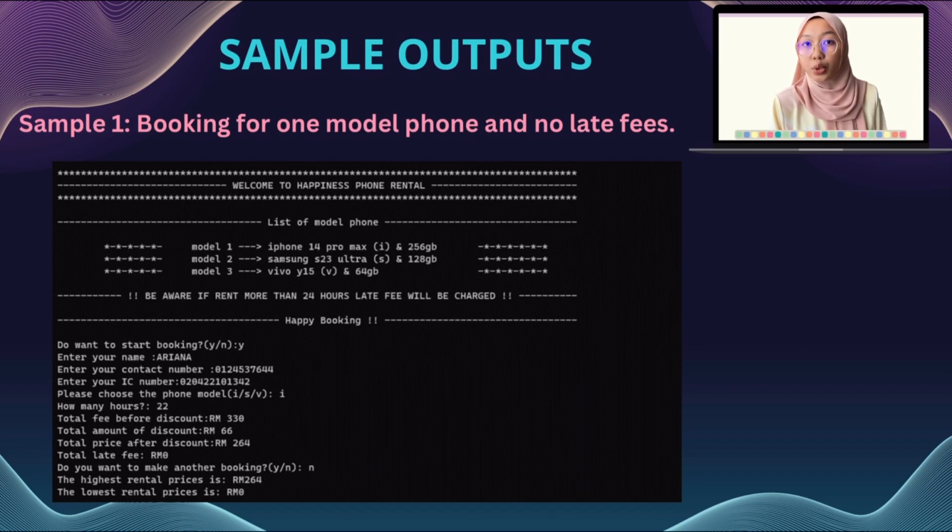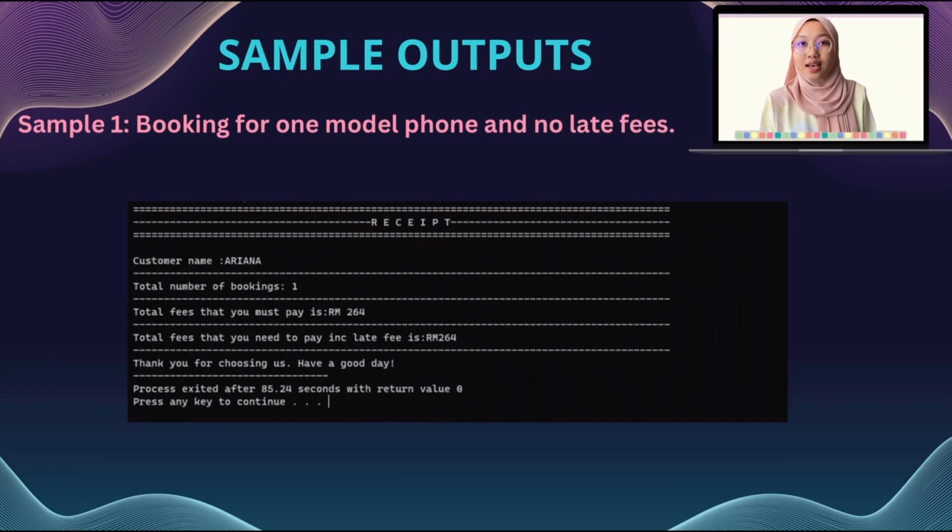After that, it will show the highest rental price is RM264 and the lowest rental price is 0. After completing all of it, the receipt will be shown for the customer, like the name of the customer, Ariana, the total number of bookings, which is only one model phone, the total fees that you must pay, and the total fee including late fee is the same since no late fee is charged. And lastly, appreciation words: thank you for choosing us and have a good day.